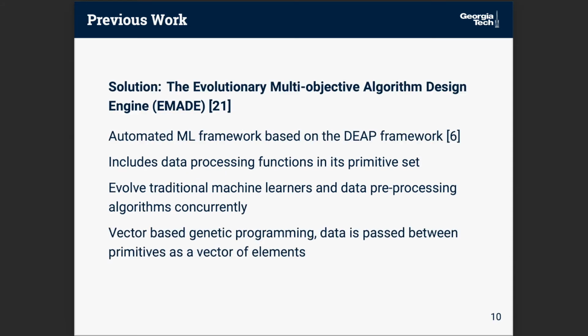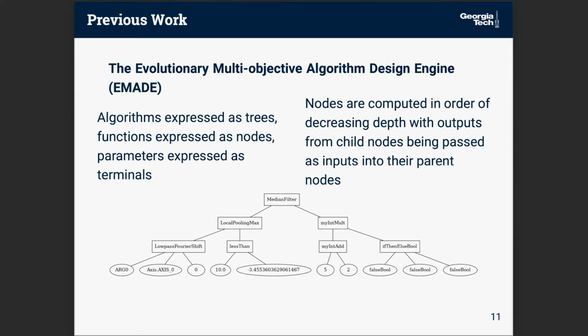For our solution, we'll be using EMADE, or the Evolutionary Multi-Objective Algorithm Design Engine. EMADE is a pre-existing automated ML framework based on the DEAP framework, and it includes data processing functions in its primitive set. This allows EMADE to evolve traditional machine learners and data preprocessing algorithms concurrently using vector-based genetic programming. EMADE expresses its algorithms as trees, with functions expressed as nodes and parameters expressed as terminals.